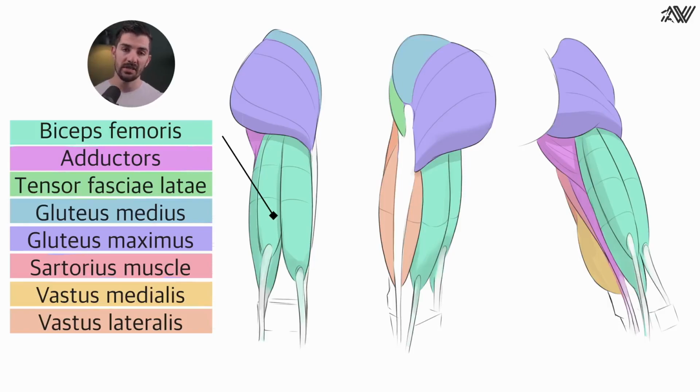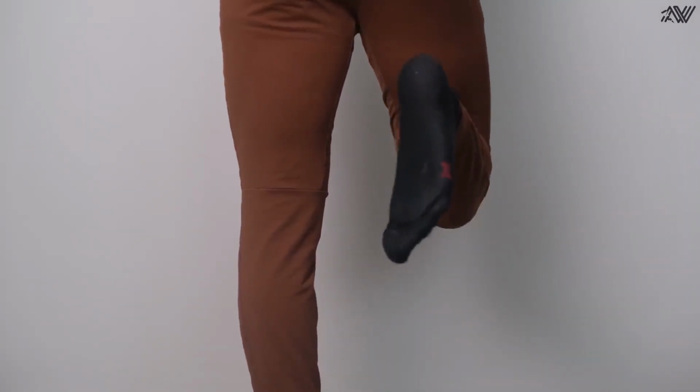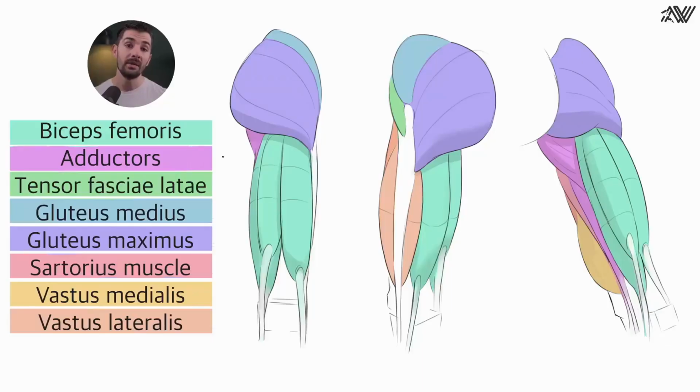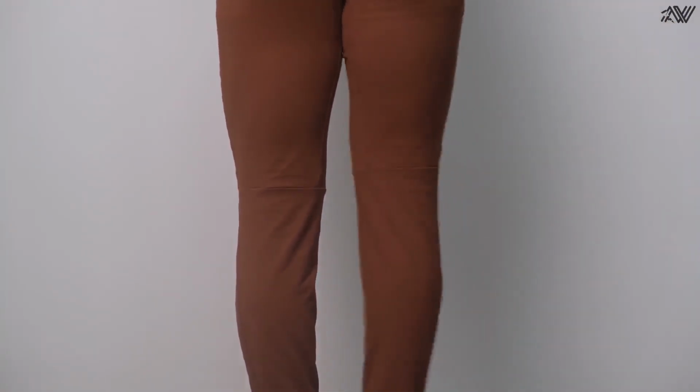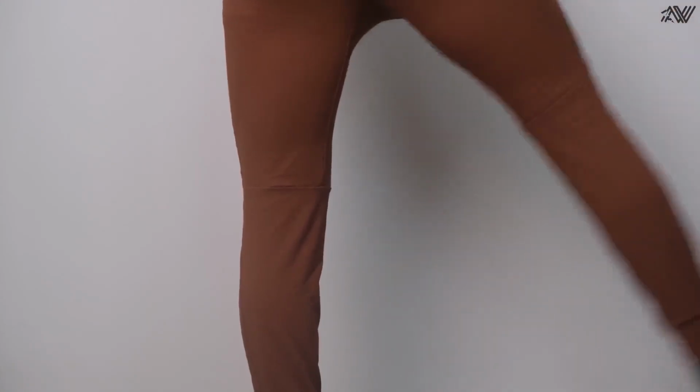As the name suggests, this is the biceps muscle of the femur bone that provides the leg with the ability to bend the lower leg upwards towards the glutes. Then, the adductor muscle group that sits on the medial side of the leg provides the leg the ability to bring the leg inward, literally called adduction.